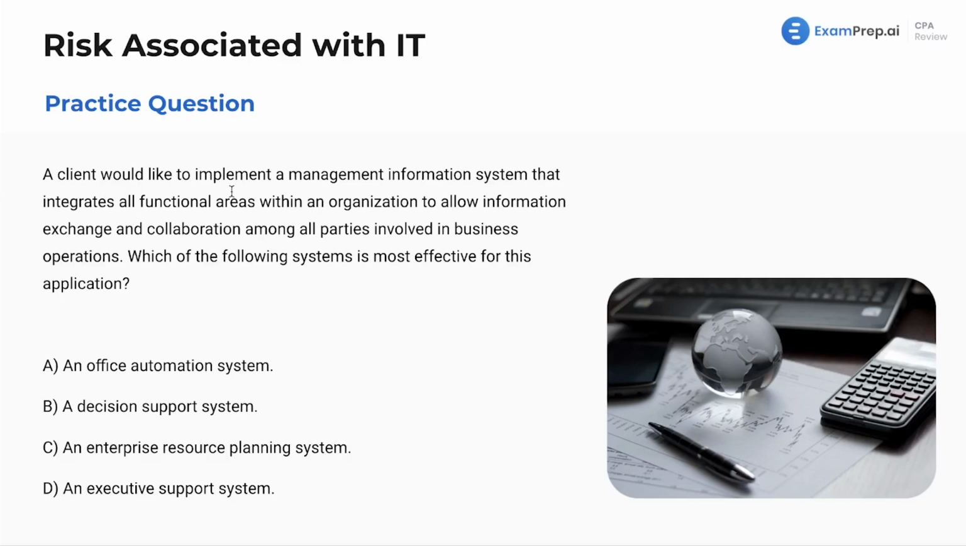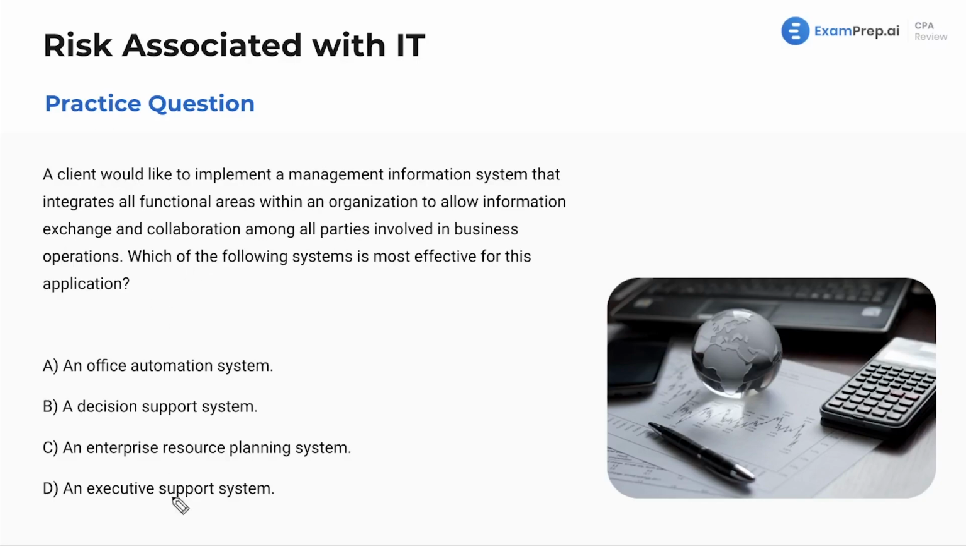Let's think about this. We want to implement a management information system, and we want everyone in the organization to collaborate, meaning the accountants collaborate with the finance people, who collaborate with the operations people, who collaborate with the IT people, who collaborate with the payroll people, who collaborate with the executives, etc., etc., etc. Now, which of these is going to much more likely fit this criteria? Which of the following is the most effective for this application?